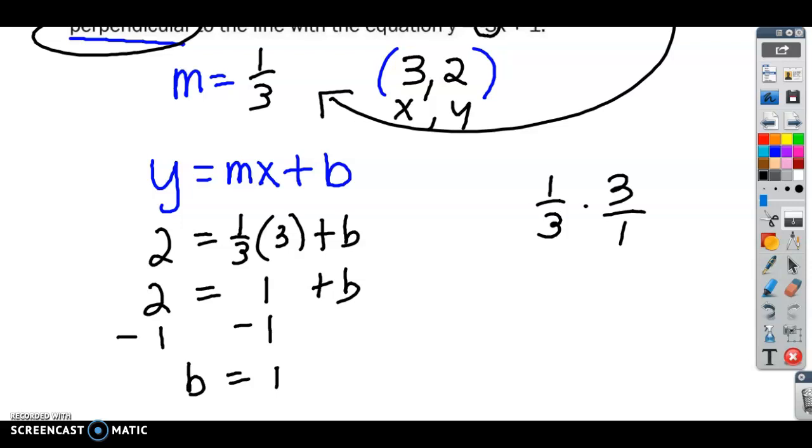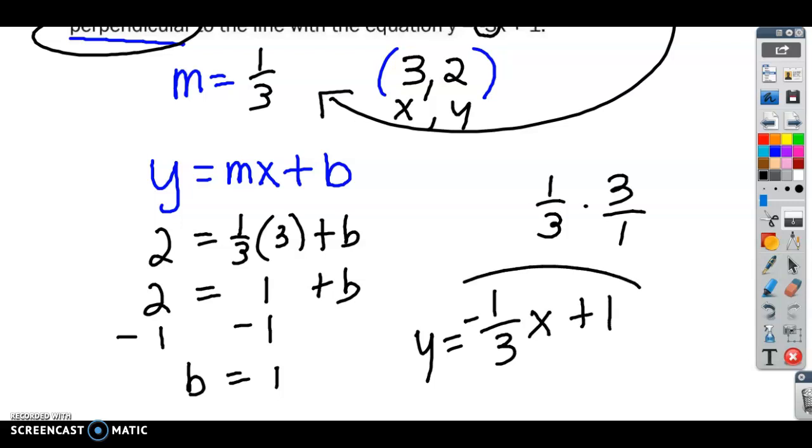So now I'm going to rewrite my equation of a perpendicular line, so it should have the negative reciprocal slope with a new b. Now I'd like you to pause and try the next two problems, and then I'll show you the answers.